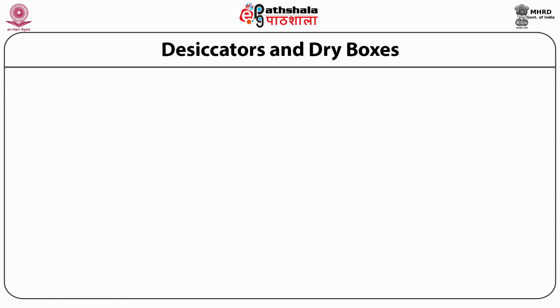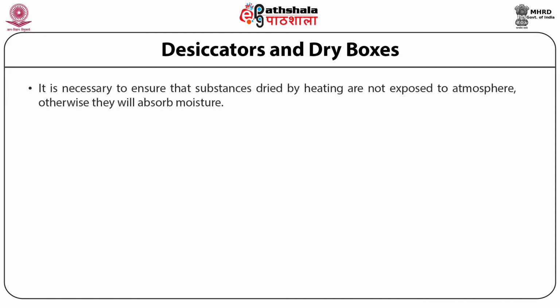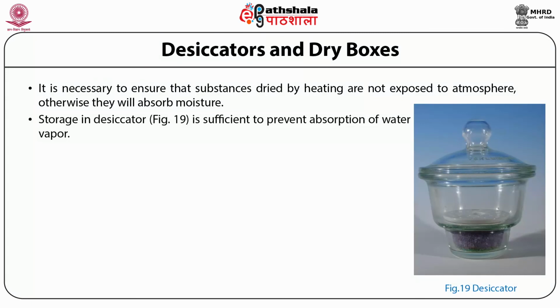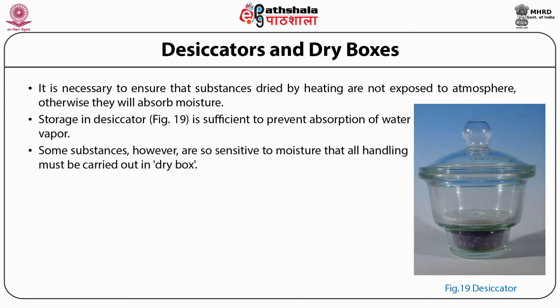Out of these, the desiccator is very important. A desiccator is usually necessary to ensure that substances which have been dried by heating are not unduly exposed to the atmosphere, otherwise they will absorb moisture more or less rapidly. In many cases, storage in the dry atmosphere of a desiccator will be sufficient to prevent appreciable absorption of water vapor. Some substances, however, are so sensitive to atmospheric moisture that all handling must be carried out in a dry box.